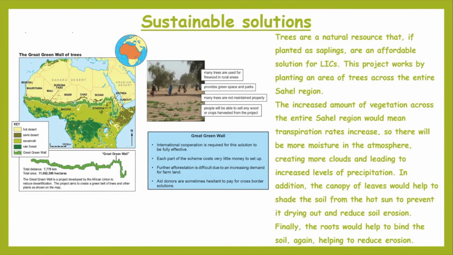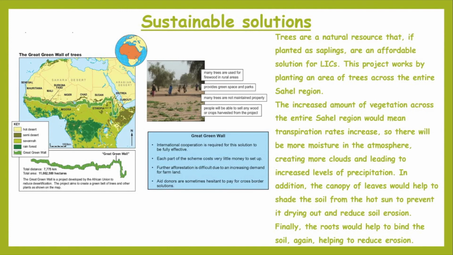All right, it's basically a tree planting. It's an afforestation scheme. Now, on the one hand, afforestation is great. If you're planting saplings, baby trees, it's affordable, it's simple, you're creating a habitat, essentially. You're increasing transpiration, that's going to put more moisture into the air, more clouds, more precipitation, great. In addition, the canopy of leaves will shade the soil from the baking hot sun so it doesn't dry out as quickly, and the roots will help it to hold together as well, so there's less soil erosion.